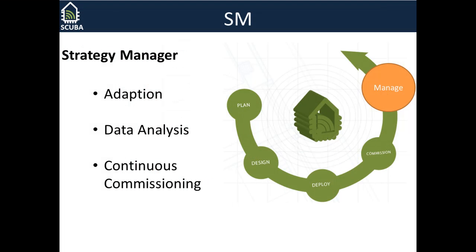After the building systems have been deployed and commissioned, it is essential to ensure they operate as designed. The SCUBA toolchain facilitates this. The toolchain component, known as the Strategy Manager, enables continuous commissioning by closing the loop between the system operation and the design in order to adapt or evaluate the impact of a change on the system operation.